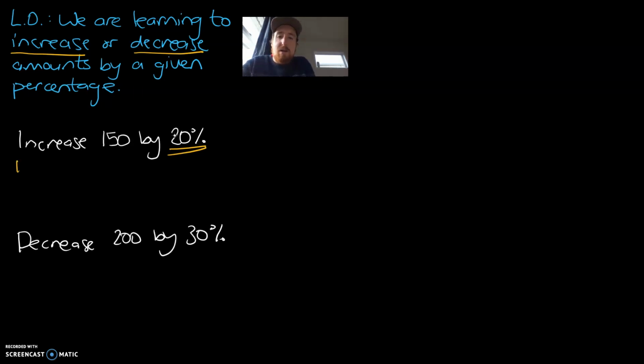So what we're going to do is go 150 times 20 over 100. So 20 over 100, that's how to convert the fraction back to a decimal, and that's really important for this. So I'm going to use my calculator. 20 divided by 100, okay, that comes to 0.2. So we're going to go 150 times 0.2.